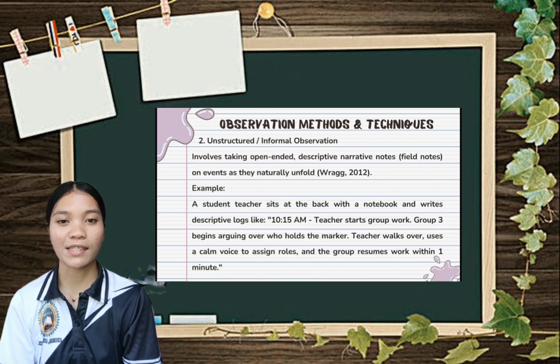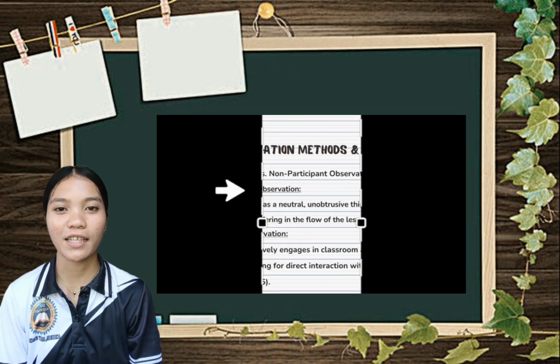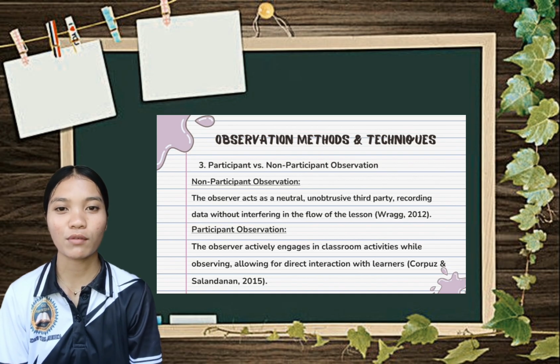Notice that the observer describes exactly what happened. Instead of saying the group was badly behaved, the observer records the specific behavior that was actually observed. This is important because effective observation should focus on observable facts rather than personal opinions. So, the main idea of informal observation is that it allows the observer to record classroom events in a more flexible and descriptive way. The third technique is participant versus non-participant observation.